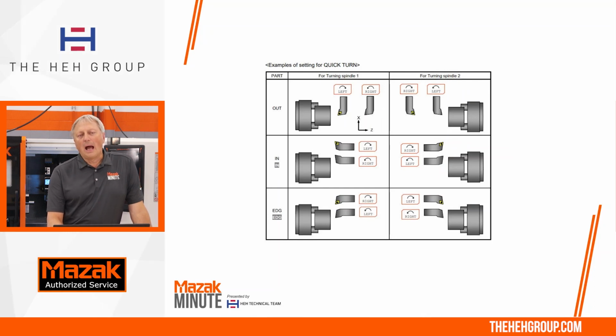So in your operating manual, I grabbed a diagram here that helps identify the tools. You'll see the tools on the left are your main spindle, turning spindle 1. The right side is turning spindle number 2. And you'll see that you have your left, right for your out tools, your in, edge. It's a nice way to maybe put that piece of paper for the operators to help them identify the tools at the machine.